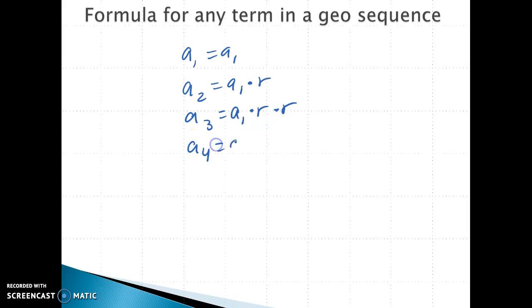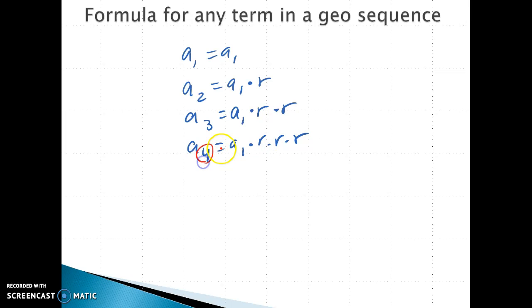Okay, when we want to generate a formula for any term in a geometric sequence, we can start by saying that our first term is our first term. To get our second term, we take our first term and multiply it by R. To get our third term, we take our second term and multiply it by R. Well, our second term is A1 times R, and then we multiply it by another R. We can continue in this fashion, and I think you may see where this is going.